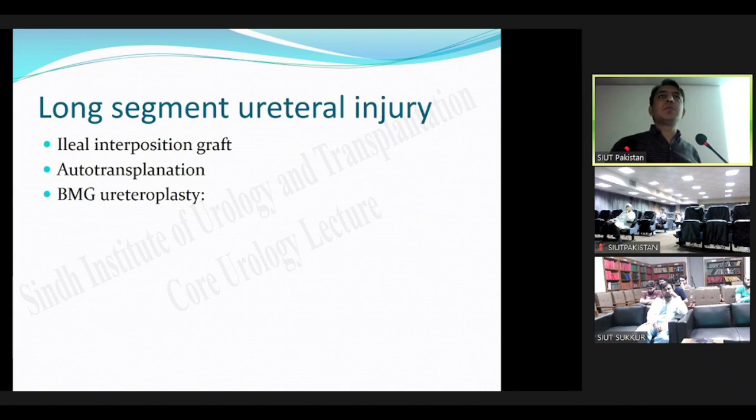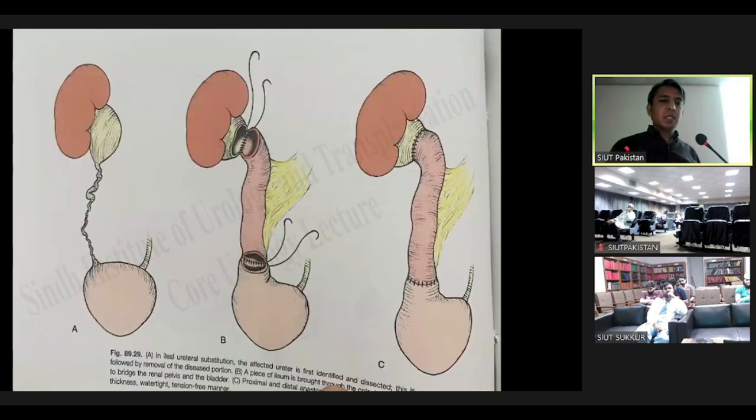So it is better to know the bladder capacity before the procedure, or at least do urodynamic studies. Outlet obstruction is not a contraindication, but it should be dealt with before if we are thinking about doing a Boari flap. For long segment ureteral injury, we can use ileal interposition graft or autotransplantation and buccal mucosal graft ureteroplasty. So this is the ileal transposition when there is much more loss of the ureter.